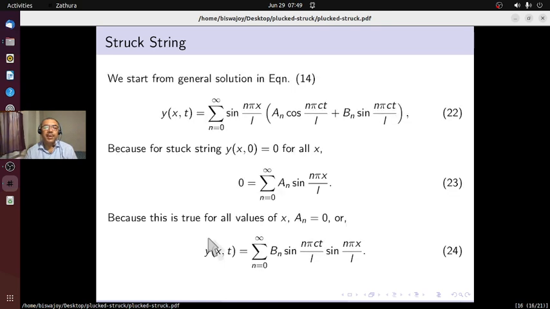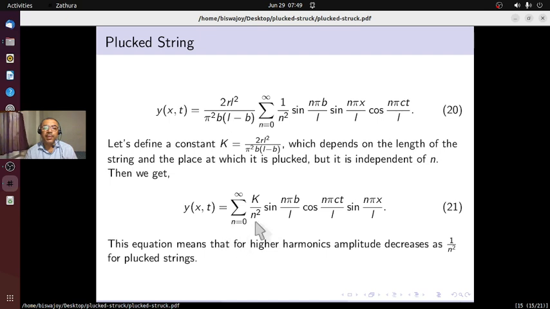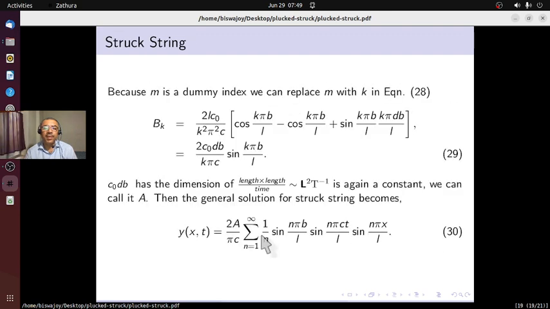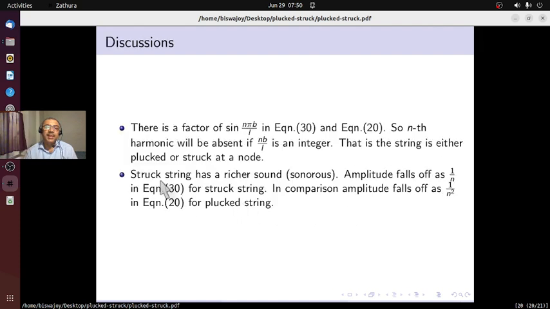For the plucked string, we have got the solution here, 1 by n squared, and for the struck string, we have got the solution here, 1 by n. And the second point is that the struck string has a richer sound, or it is more sonorous. The amplitude falls off as 1 by n for the struck string, in comparison with the amplitude falling off as 1 by n squared for the plucked string.